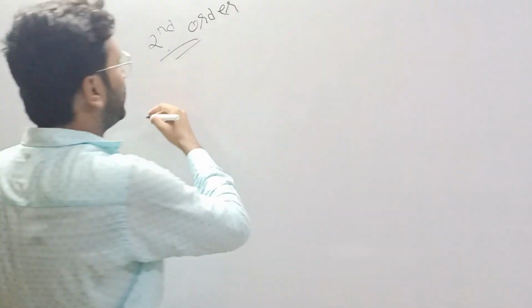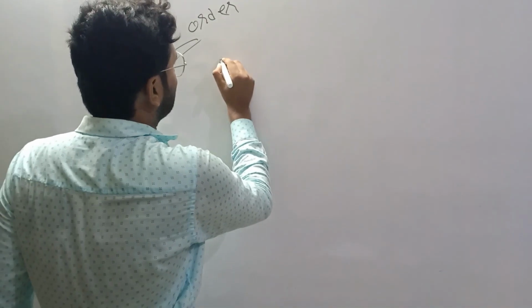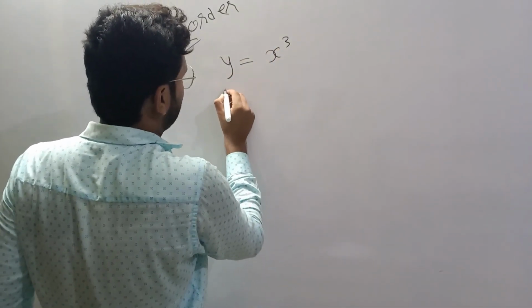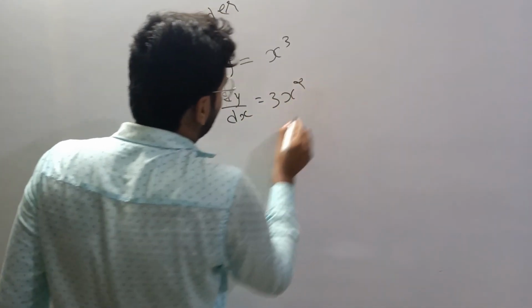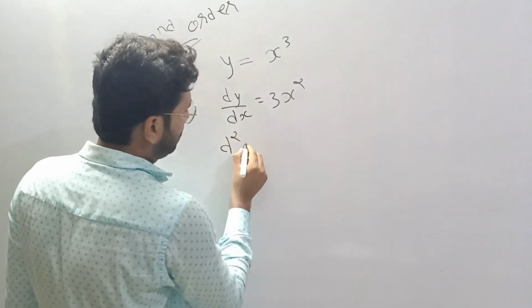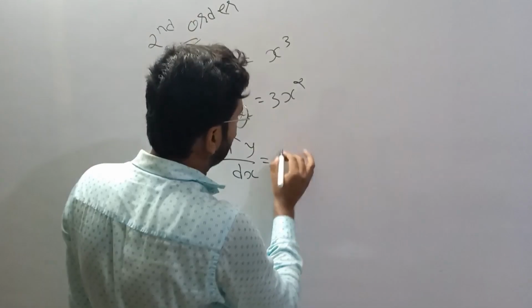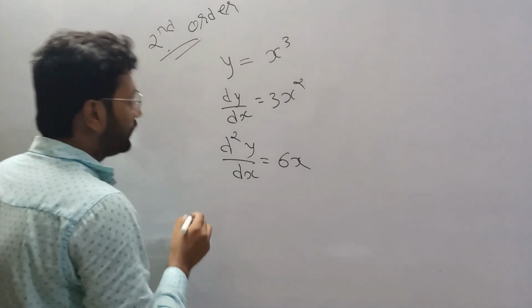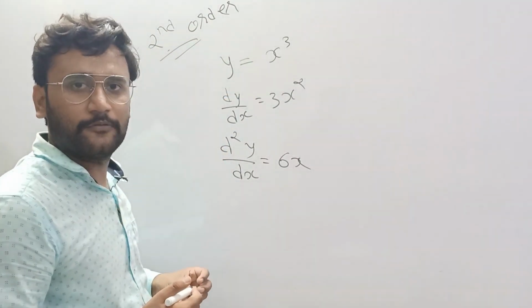So students, now coming to the topic of second order derivative. What type of questions will come in the second order derivative? Suppose they have given the function y is equal to x cube. So the derivative of y with respect to x will be 3x square. Now if I differentiate it again, the second order derivative of y will be 6x. I have differentiated it again.